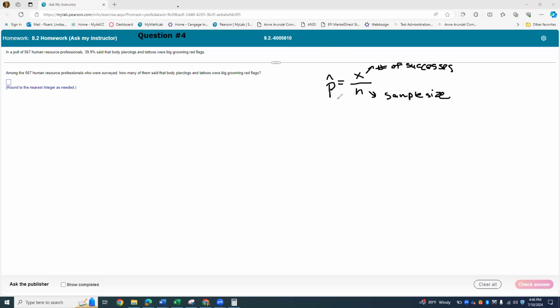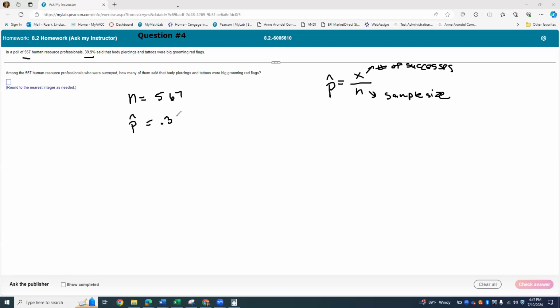It says in a poll of 567 human resource professionals, 39.9% said that body piercings and tattoos were big grooming red flags, which we're just going to ignore. We're not going to think about what this is even talking about. We're just going to focus on the fact that in a sample size of 567 people, 39.9% said that body piercings and tattoos were big grooming red flags. So they're telling us the sample size, N is 567, and they told us the sample proportion as well is 39.9%.